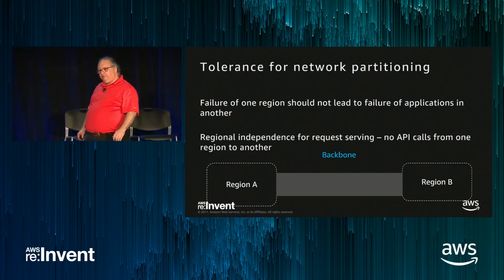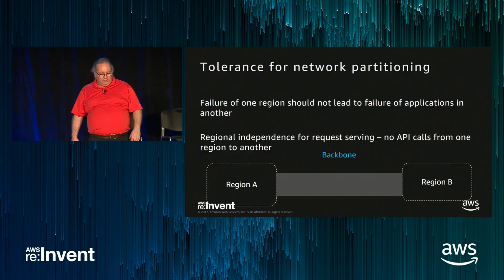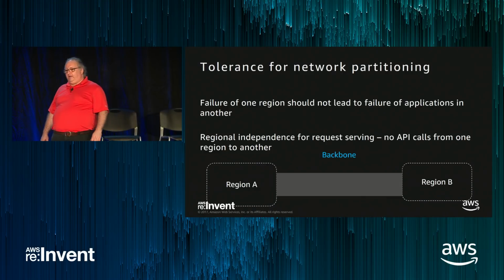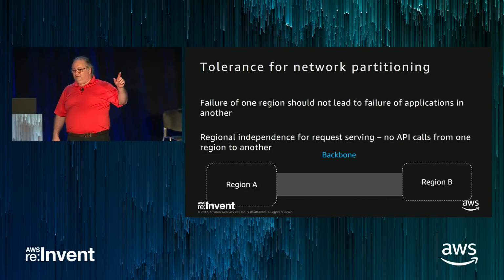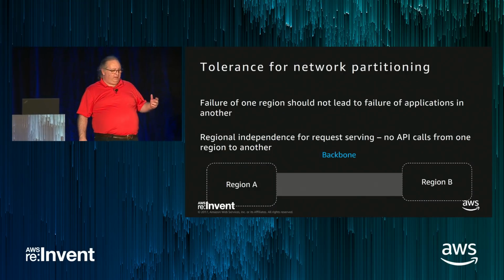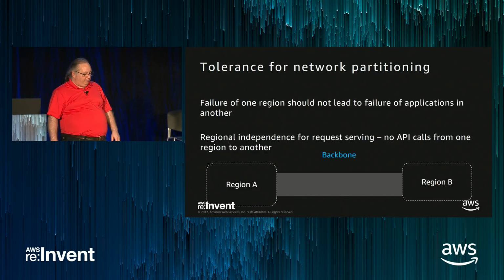One, I need to have tolerance for network partitioning. I need to be able to have a way that if I fail in one region, the application doesn't fail in another region. I want to make sure that API calls never go cross regions, that each region is independent from the other regions. I particularly want to think about the worst possible failure mode, which is a split brain, which is not when a region fails, but when the network connection fails, so each region thinks the other side failed.